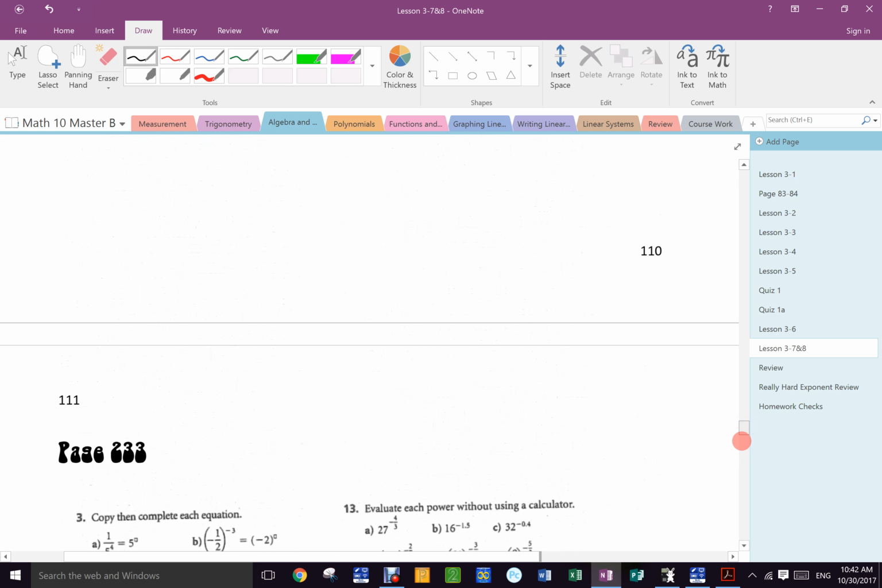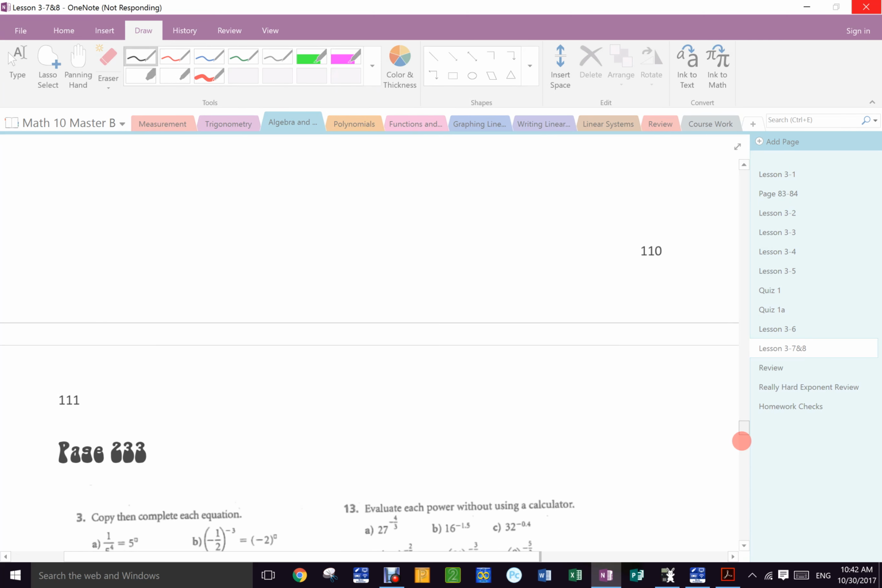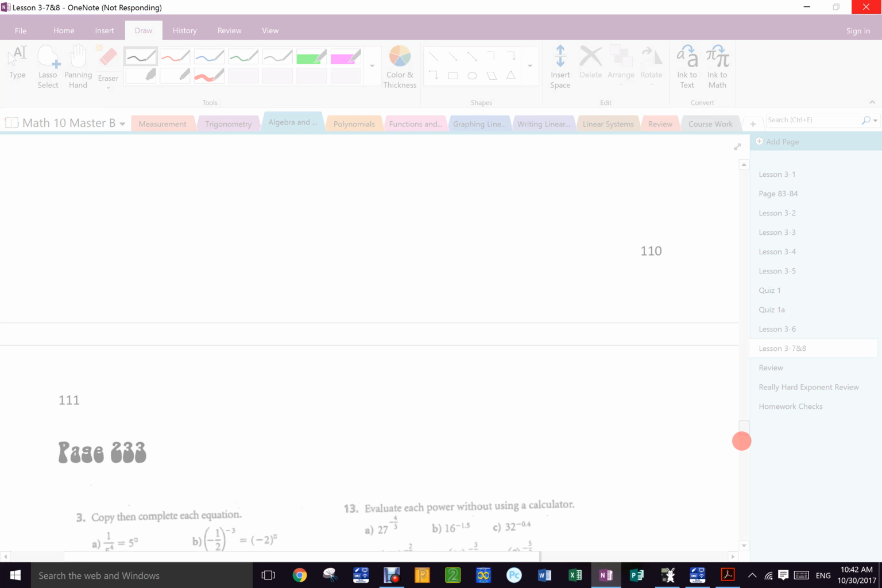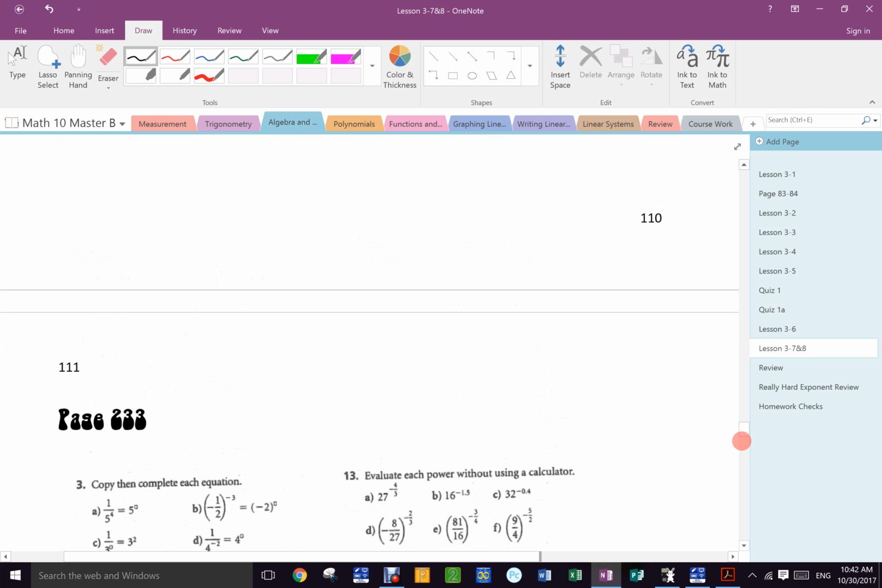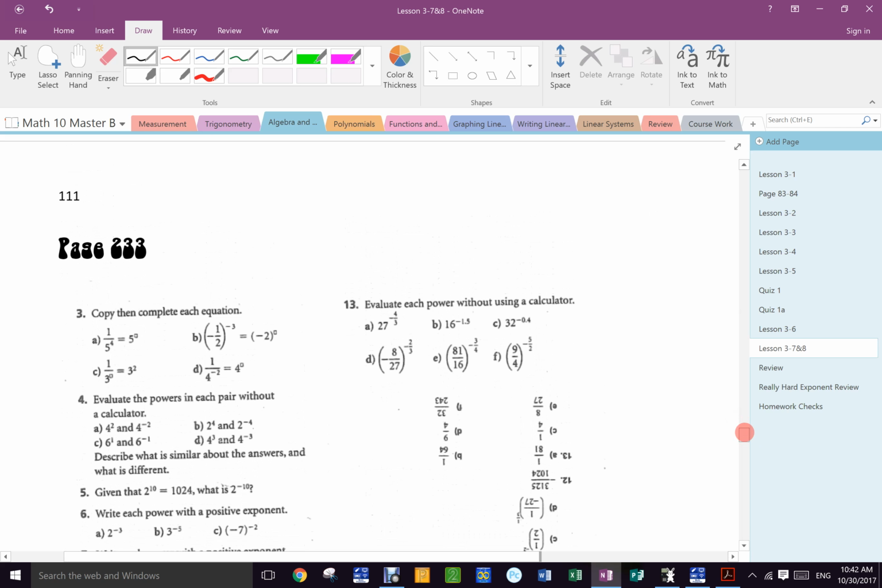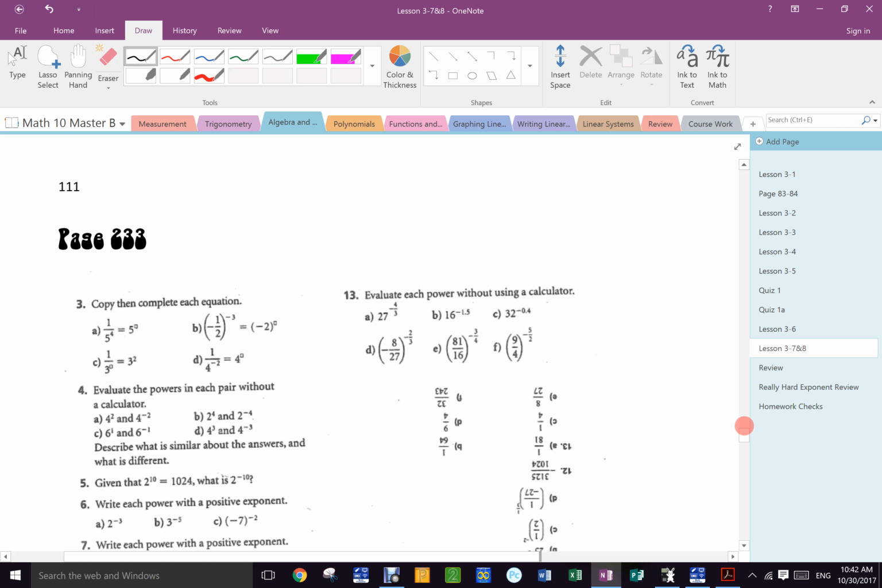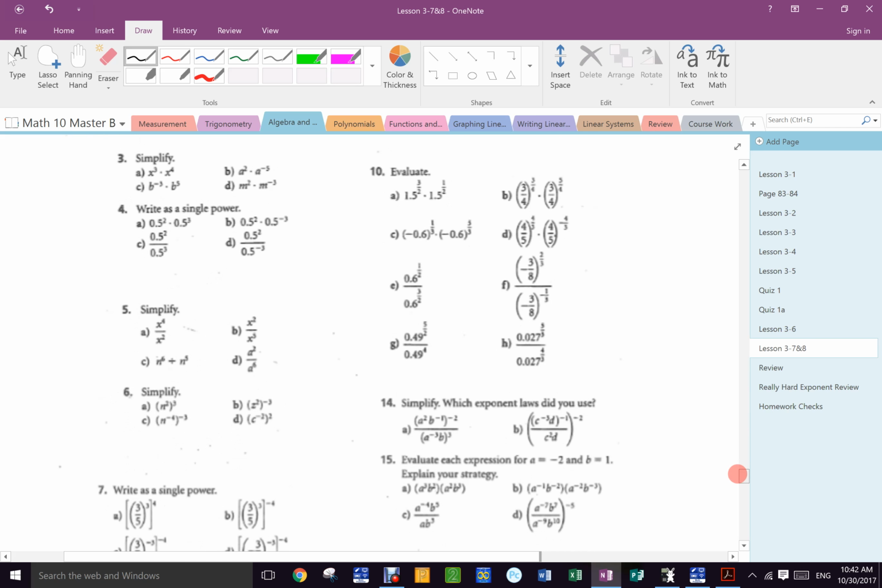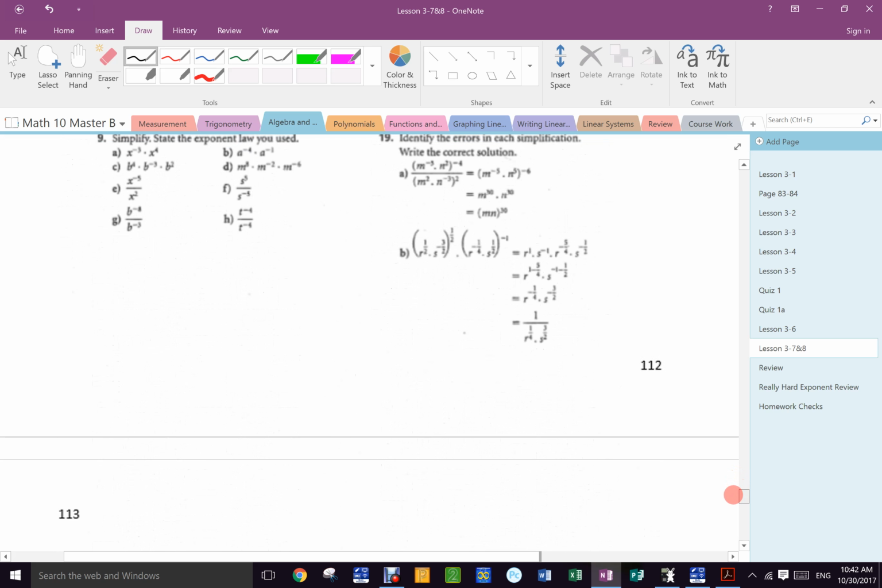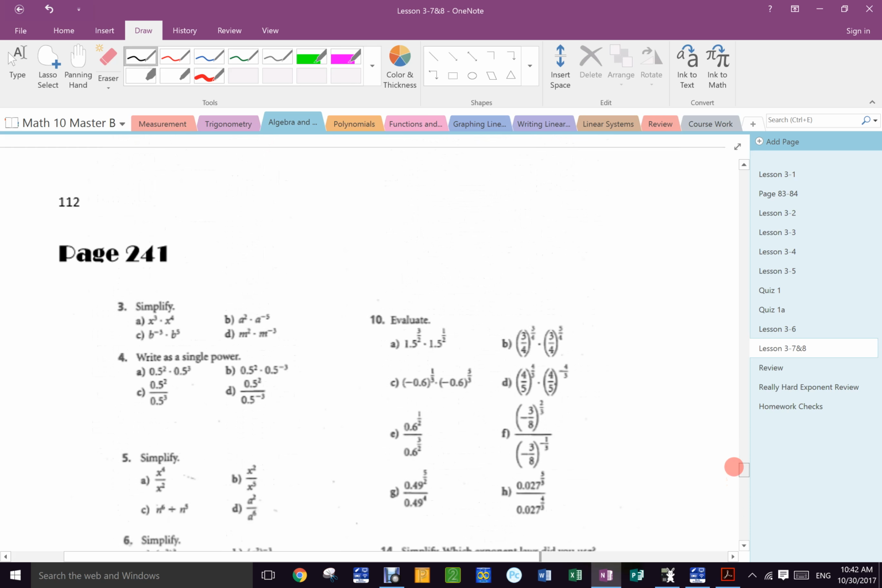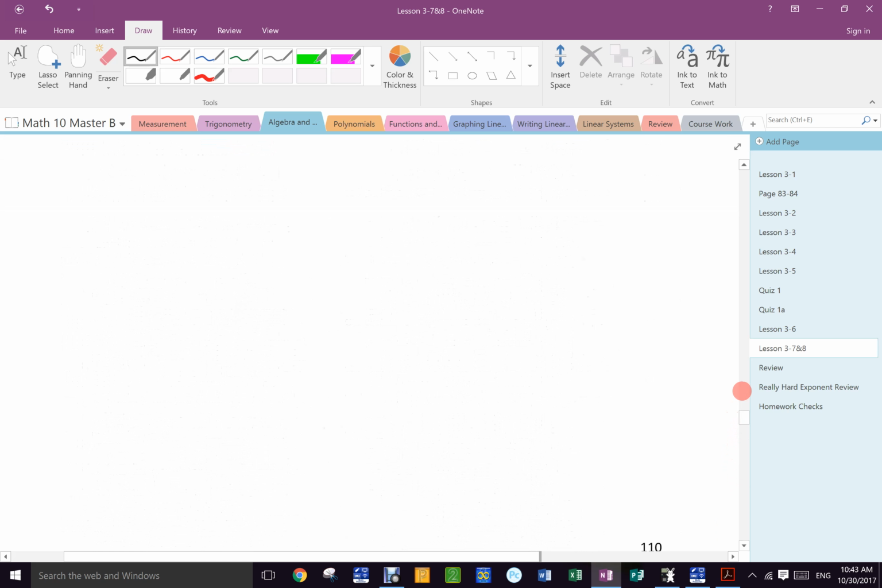Listen to me, please, guys. These 2 pages, so for you guys, page 111 and page 112, I cannot stress this enough. You're not as comfortable with exponents and radicals as you think you are. Do you understand what I'm saying?